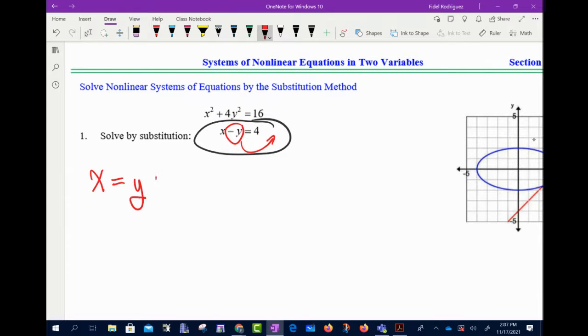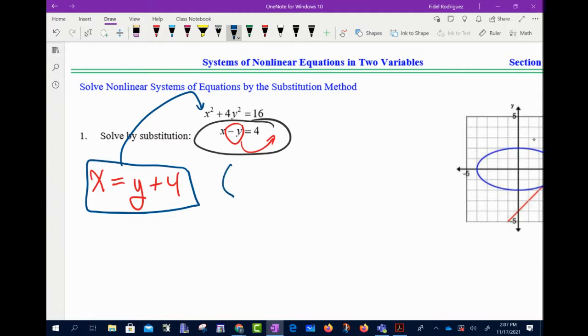So we're going to end up with x equals y plus 4. Okay. So now that we have that, what we're going to do is take this value of x and plug it into the top equation. So real slowly right here, y'all see how it says x squared, but x is the same thing as y plus 4 squared plus 4y squared equals 16.